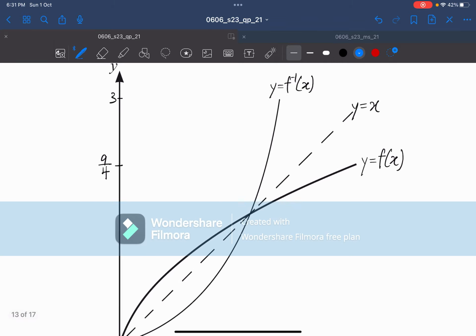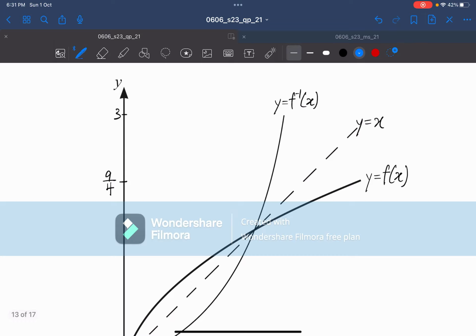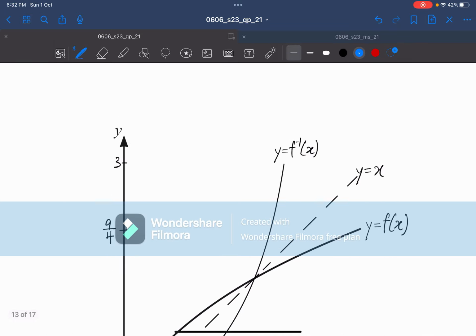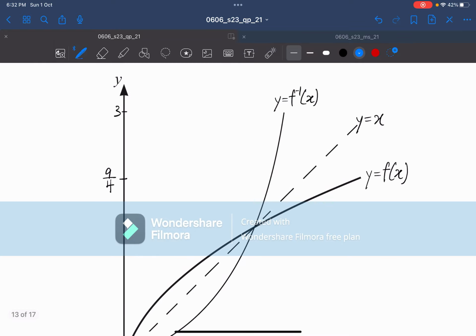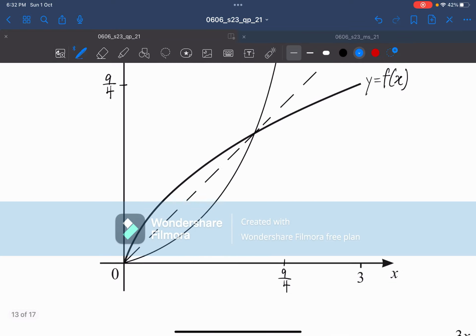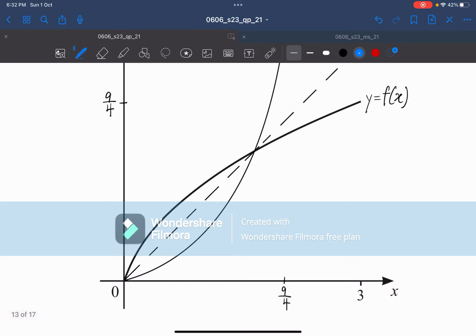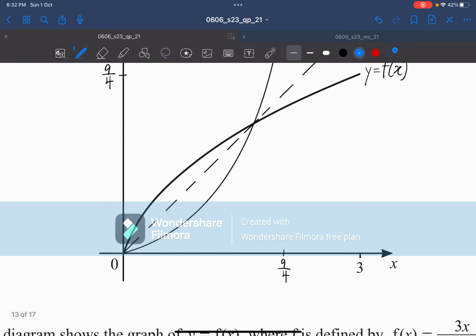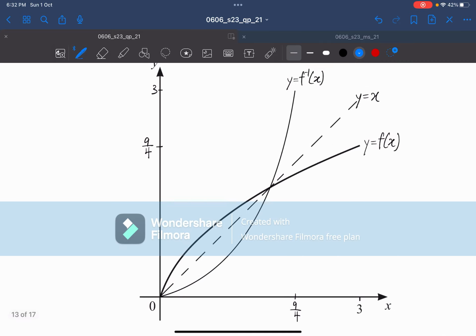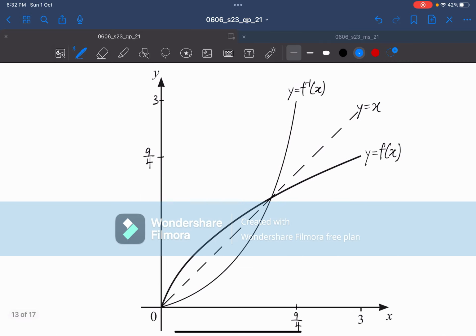And also don't forget the range and domain of f negative 1 of x. It's going to be flipped. So the range is going to be between 0 and 9/4, and the domain, my bad, the range is going to be 0 to 3, and the domain is going to be 0 to 9/4. And that's how you do it. So when you sketch the graph, it would look like this, the inverse.